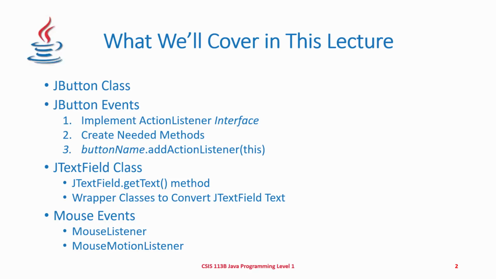And then you'll see that there's also some wrapper classes to convert the JTextField text, because it may be numeric values that they're typing in there, but everything comes in as text, as a data type of text, and so it'll need to be converted. And then we will have mouse events that we'll want to detect from time to time as well, and so we have a couple of different interfaces there, the MouseListener and the MouseMotionListener.